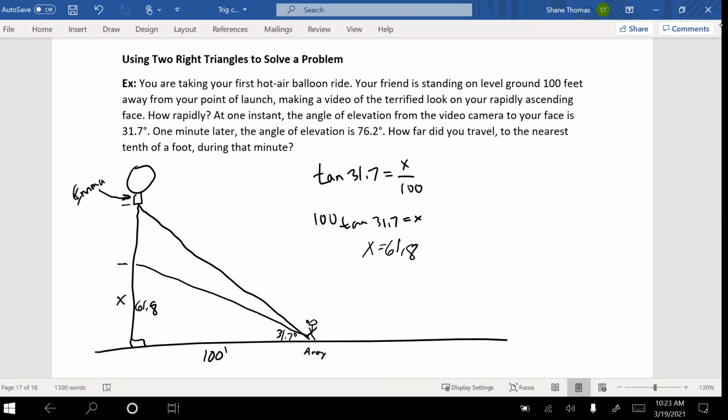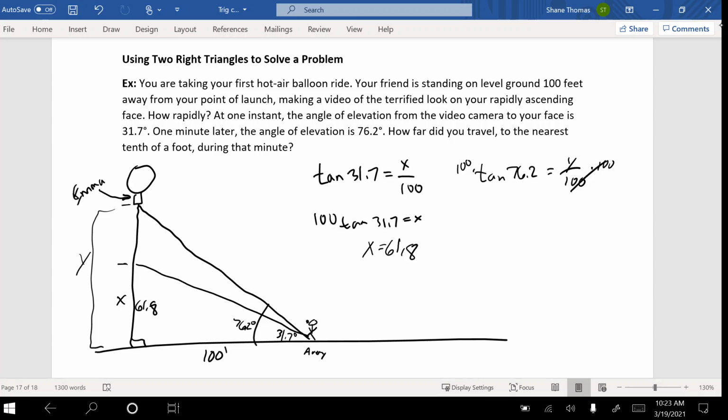Now let's find our distance at the end of it here. So at the top, I have the same setup again. Now this angle is going to be 76.2 degrees. And I'm looking for the opposite side, which is from here to here. Let's call that y. So I still have the same two things. I have the opposite side and the adjacent side, don't I? So I just replace the angle and do the tangent again. So tangent of 76.2 is equal to the opposite side, which I call y, over 100. Multiply both sides by 100, and what do you get?